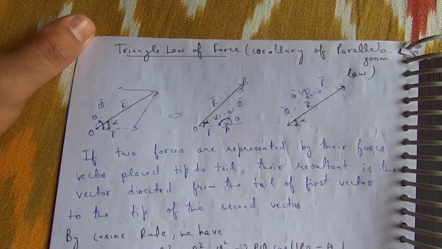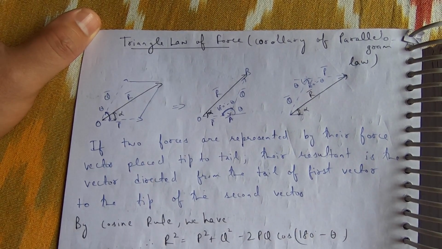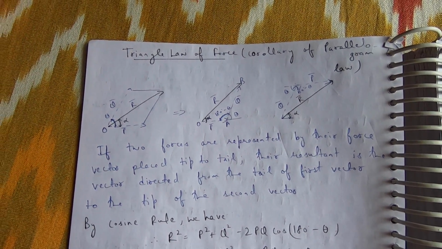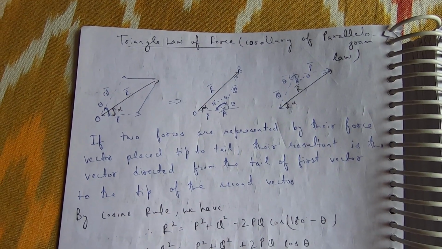Triangle law, a corollary of the parallelogram law: if two forces are represented by two vectors placed tip to tail, their resultant is the vector directed from the tail of the first vector to the tip of the second vector.